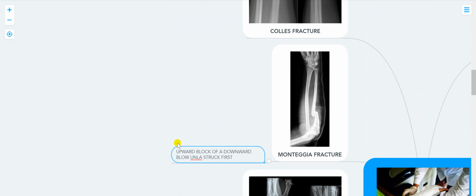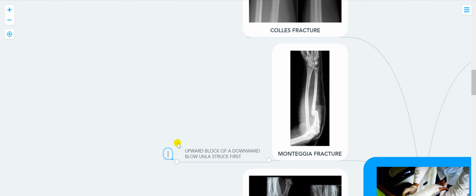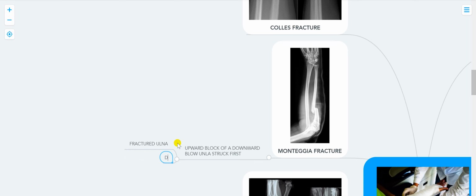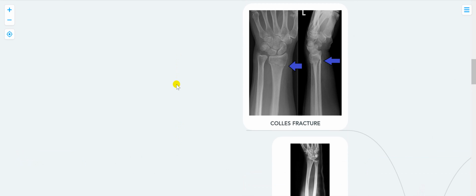Okay, so usually the patient, how does the patient present? Present with fractured ulna and dislocated radius. How do you diagnose that? With an X-ray. How do you treat that? Open reduction, internal fixation, or casting, based on the severity. So that's basically Monteggia fracture.